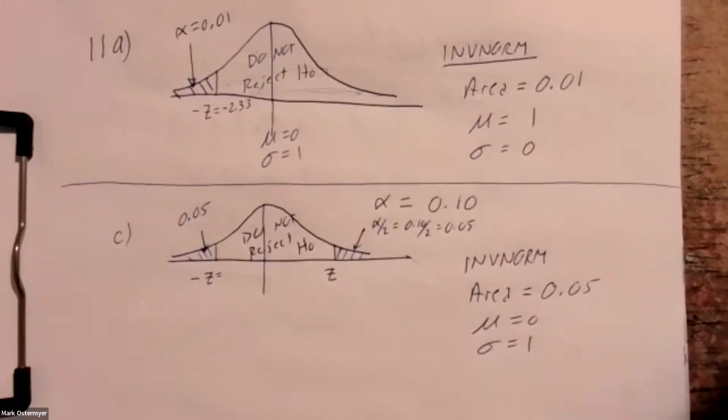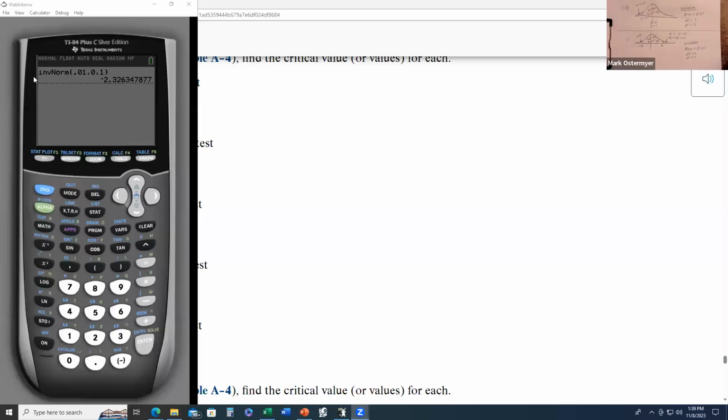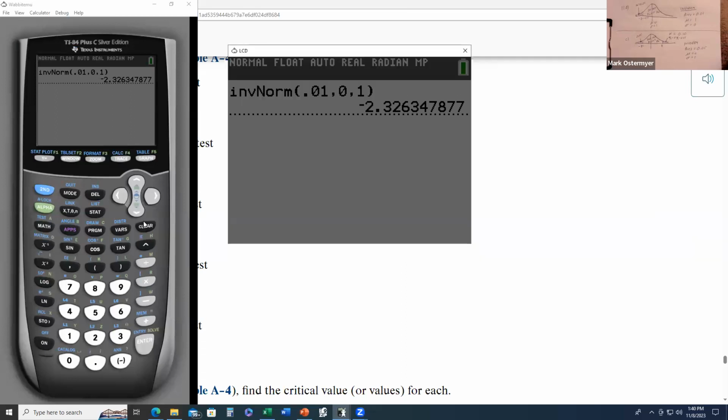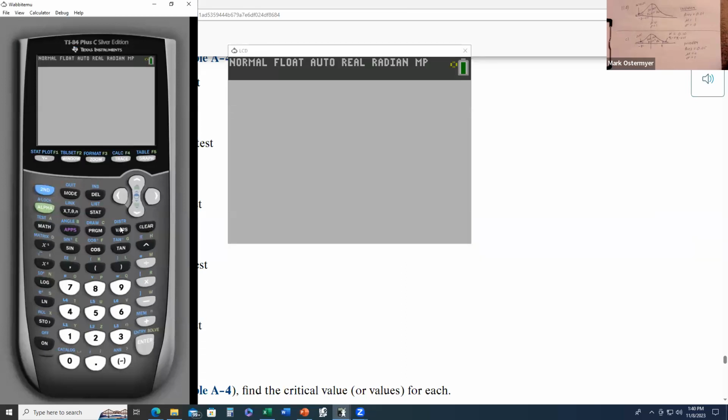And to do that, of course, we go get our calculator. So inverse norm time again. And the area to the left of our lower critical z-value is 0.05. Or if you wanted to find your upper critical z-value, you could have typed in the area of what? 0.95, correct? Which would be the area to the left of the upper critical z-value. But I'm just going to use the lower one here.